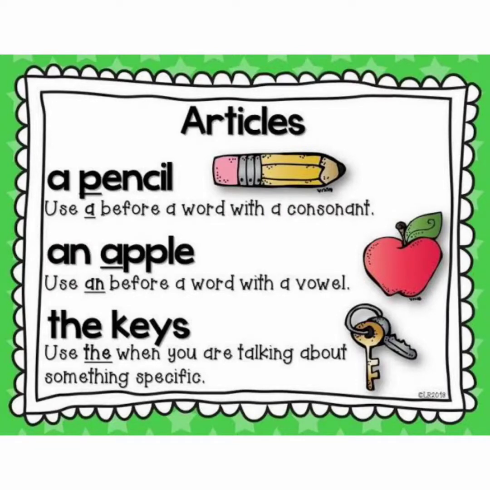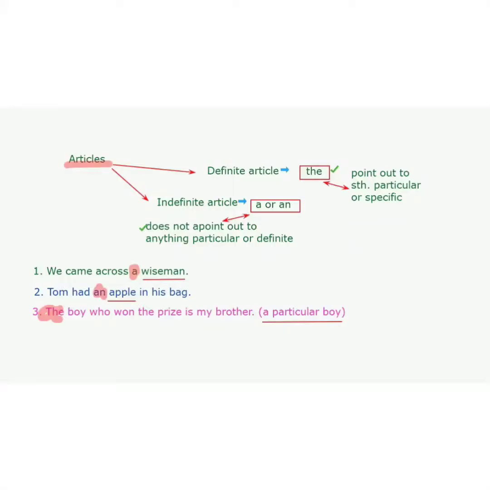Articles can be broadly divided under two categories, namely definite article and indefinite article. A definite article is an article which points out something very particular, something very specific. As I have already mentioned, a definite article points out something particular or specific. So "the" is our definite article.